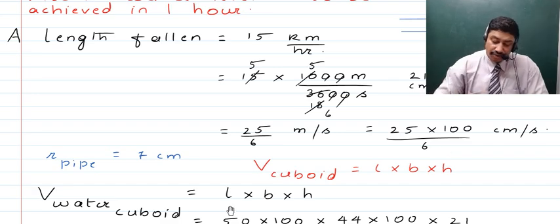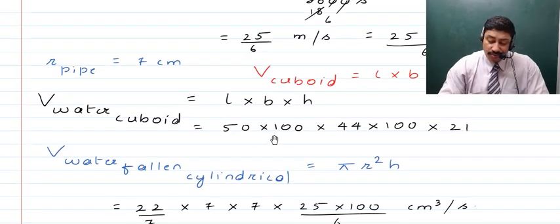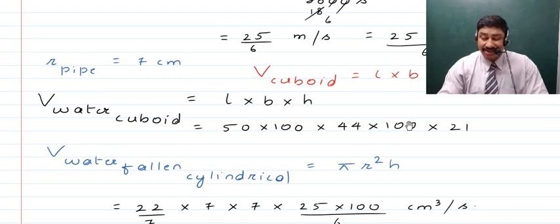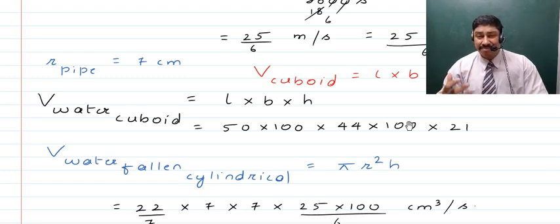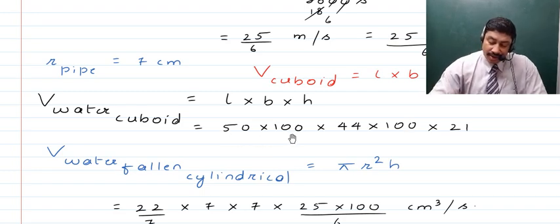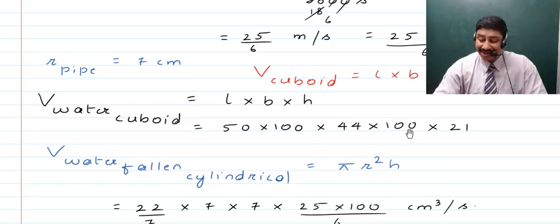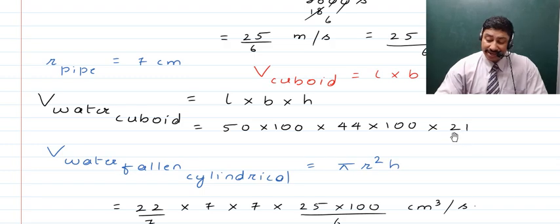So we'll be using this formula to find out the volume of water which has got accumulated, but actually it will be cuboid shaped water, as a liquid picks up the shape of the container in which it is kept. Okay, so 50 into 100, because this is getting converted to centimeters, 44 into 100, as again this is also getting converted to centimeters, further multiplied by 21, which was the rise in the level of water.